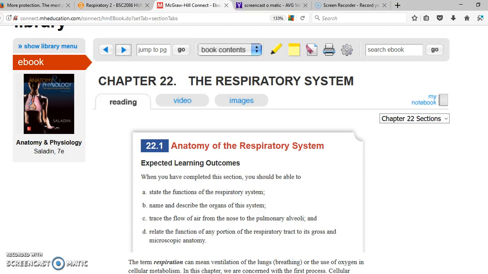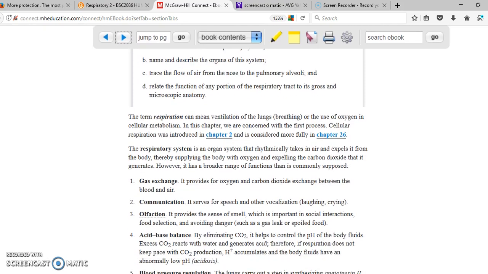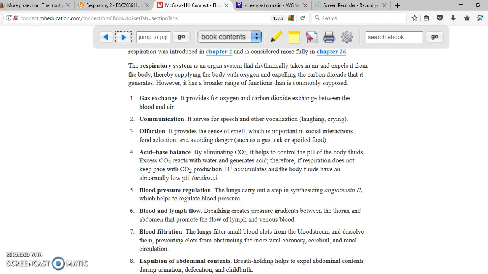Okay, we're going to start with the respiratory system, anatomy of the respiratory system. Obviously, the respiratory system has multiple different functions. As you can see here, gas exchange, right? It allows us to exchange oxygen and carbon dioxide. Communication, it allows us to produce sounds. Olfaction, we can smell.